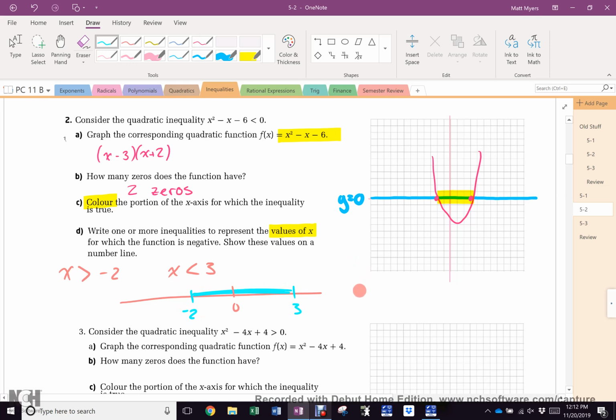The same way I did domain from grade 10. I have colored in part of the x-axis, so how do I write it? Negative 2 is less than x, but x is less than 3. Everybody good? All we are doing is the exact same thing you did last year with domain and range, except you're only looking at a small portion of the function. Is everybody okay? All right, let's look at the next one.